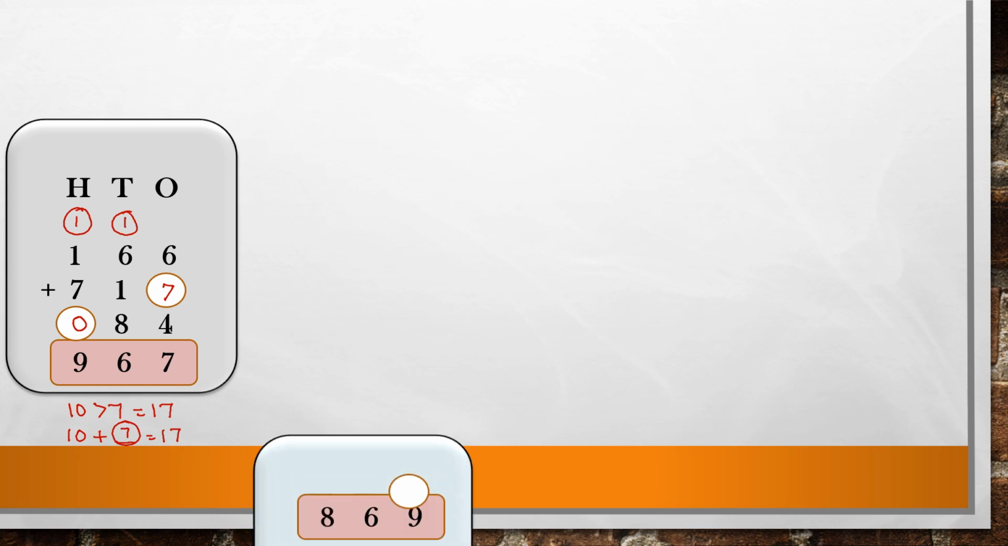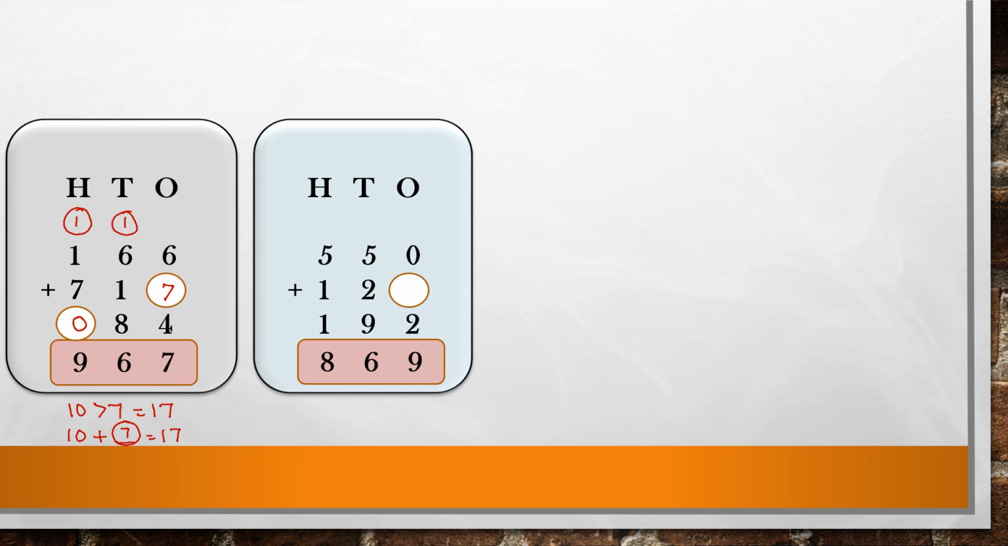Moving to the next one. Here we have 550 plus 1 2 circle plus 192. Answer is 869. So now children, 0 plus 2. 0 plus 2 is how much? It is 2. And 2 is greater than 9 or lesser than 9? 2 is lesser than 9.